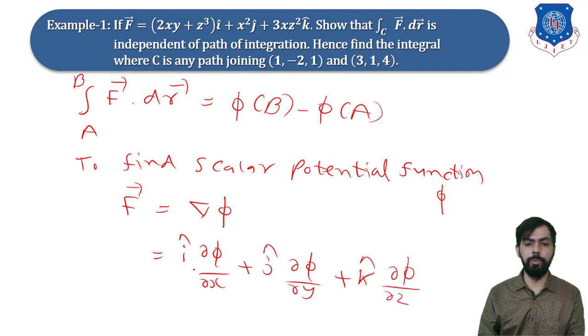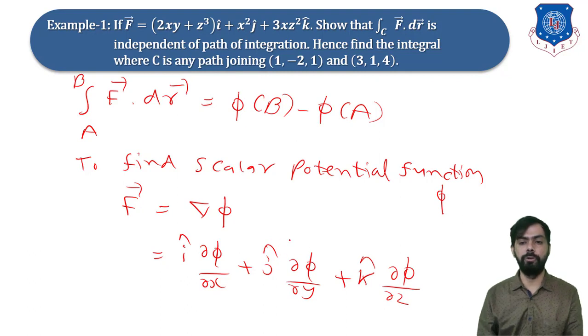So here the ith component is del phi by del x, and here the ith component is 2xy plus z cube. Therefore del phi by del x will be 2xy plus z cube. Same way we will compare the jth component. Here the jth component is del phi by del y, and here the jth component is x square. Therefore del phi by del y will be x square. Same way we will compare the kth component. Here the kth component is del phi by del z, and here the kth component is 3xz square. So del phi by del z will be 3xz square.